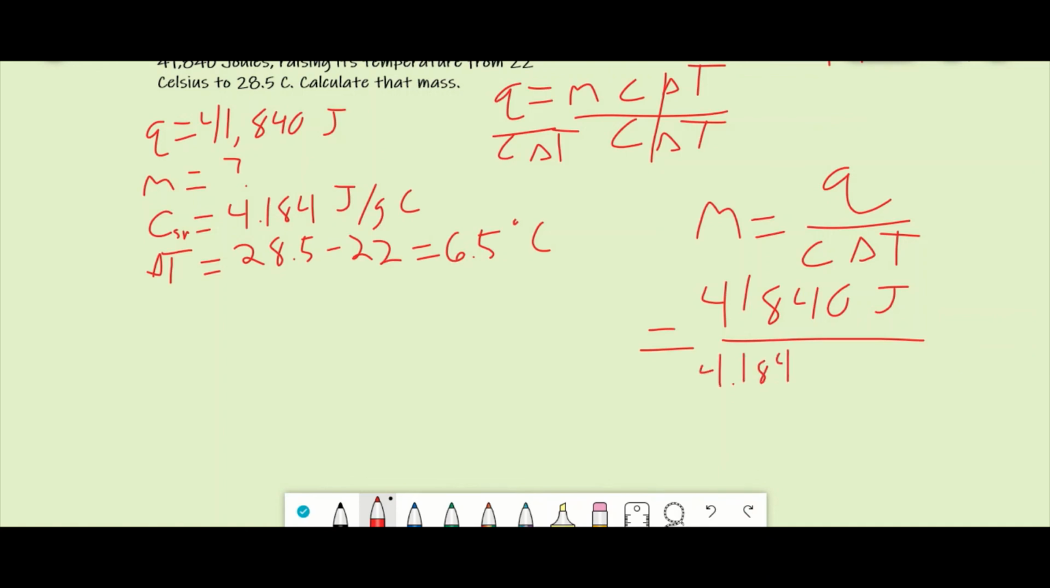So that's 4.184 joules per gram Celsius, and then we have times 6.5 Celsius. In this case, the Celsius and Celsius will cross out, and the joule and joule, since they're being divided, will also cross out. Then we're only left with grams.